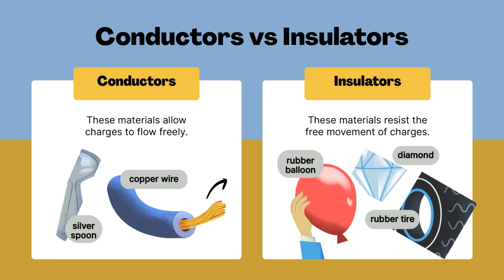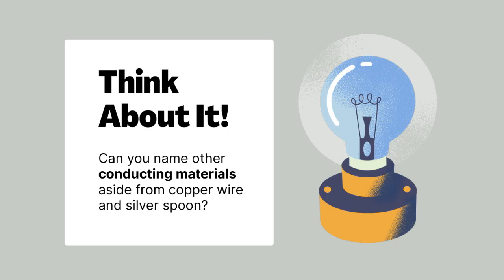It's all about controlling where and how electric charges move, which ties directly into the overall theme of understanding electrical conductivity. Can you think of any other conducting materials besides copper wire and silver spoons? It's a great question because many materials can conduct electricity, not just metals. Think about things like aluminum foil, iron nails, or even certain types of pencils that have graphite in them.